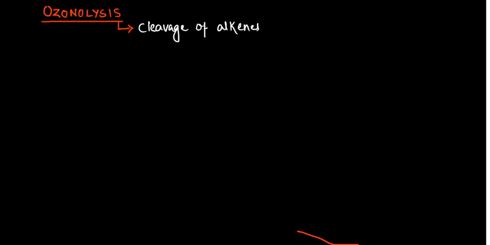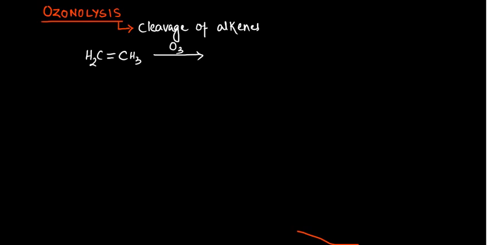So alkenes basically get broken while this ozonolysis happens. So we'll take the simplest alkene to understand the ozonolysis first. So let us take the simplest alkene, that means ethene. So first of all, there will be ozonide formation. This is also called molozonide.